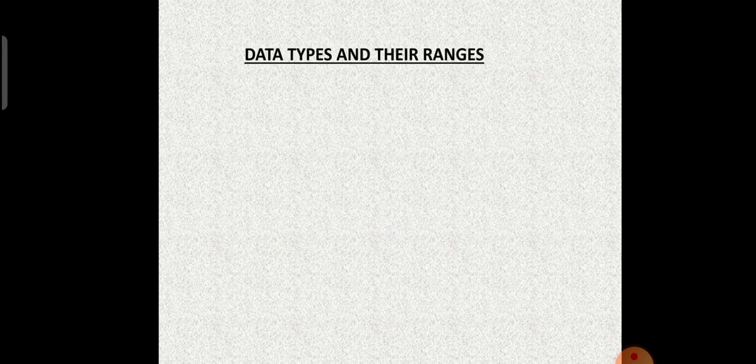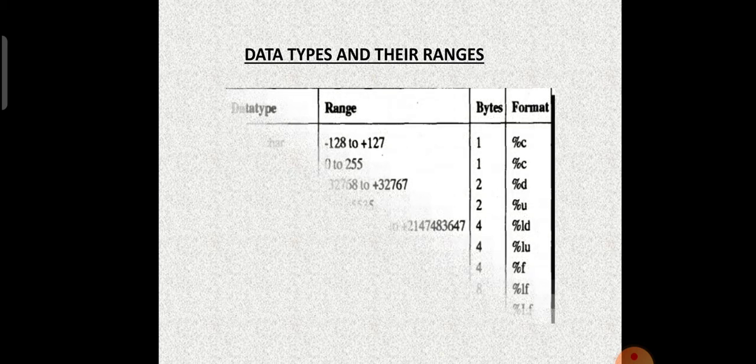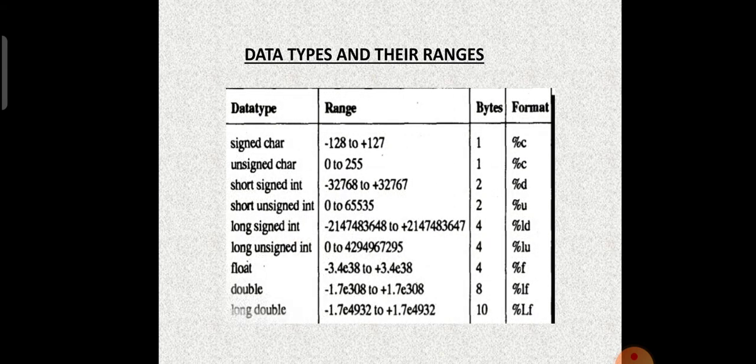Now let us see about data types and their ranges. These are all the data types present in C. Character, int, float, double. Character occupies 1 byte. Int occupies 2 bytes or 4 bytes depending upon the compiler. Float occupies 4 bytes, double occupies 8 bytes and long double occupies 10 bytes.